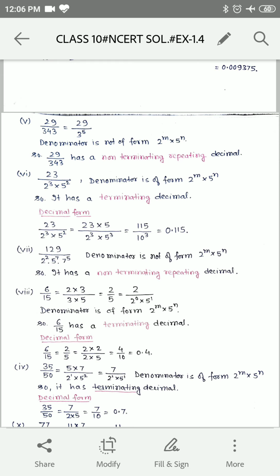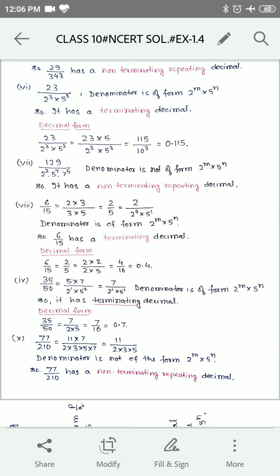Question number 8, 6 upon 15. On solving it, we get its denominator in the form 2 power 0 into 5 power 1. It is in the form 2 power m into 5 power n. So 6 by 15 has a terminating decimal, and the decimal expansion of 6 by 15 is 0.4. Try it by yourself in a detailed way, and if you have any doubt you can go through the video and take a screenshot of the solution.